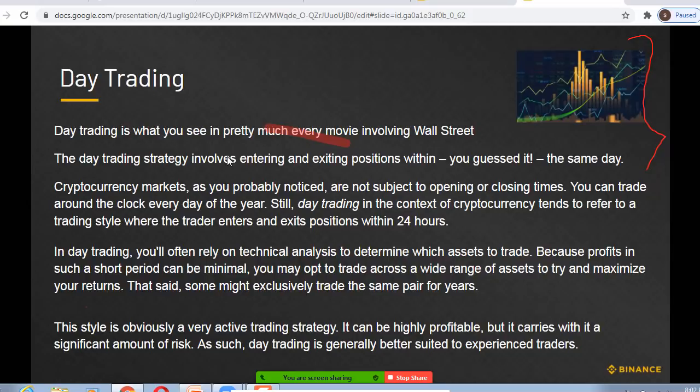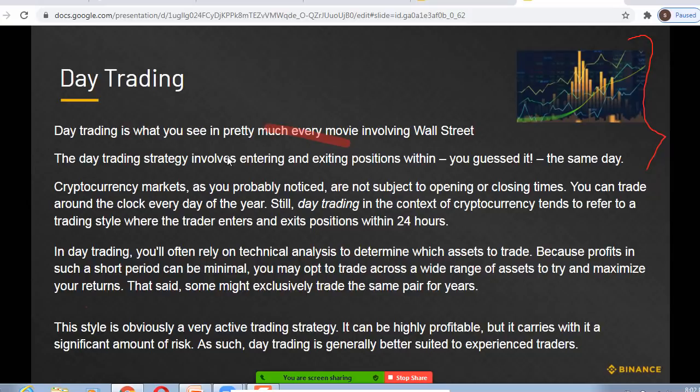So that means there is no time for you to say, okay, this time the market will not be open, just like the forex market that closed today, which is Friday, and other stock exchanges like the New York Stock Exchange and London Stock Exchange that close during weekend days. The cryptocurrency market is different. It's 24 hours. That means you can trade anytime you like, even in the night.